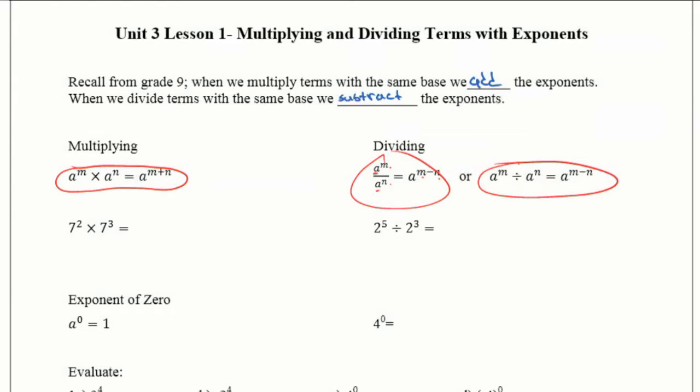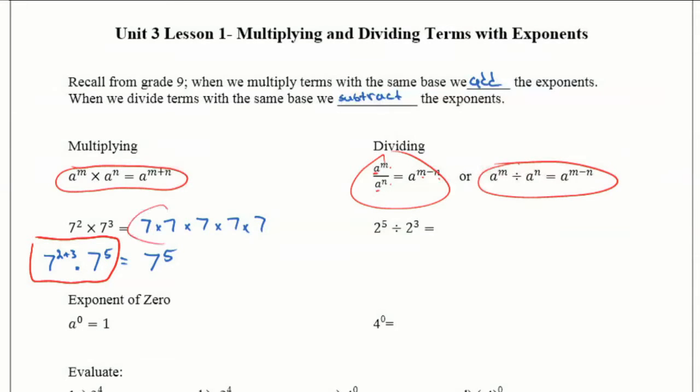And if we think about this, if I have 7 to the power of 2, that just means 7 times 7. And then if I have 7 to the power of 3, I have 1, 2, 3. So how many 7s do I have? Well, in total, there should be 5 there. So I get 7 to the power of 5. I could, and I will, always write it this way. I'll write it as 7 to the 2 plus 3 equals 7 to the power of 5. So kind of 2 different ways to do the same problem.